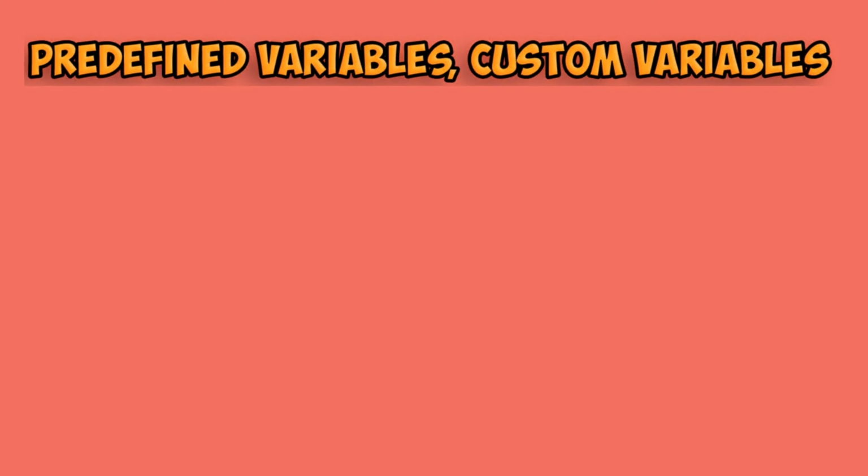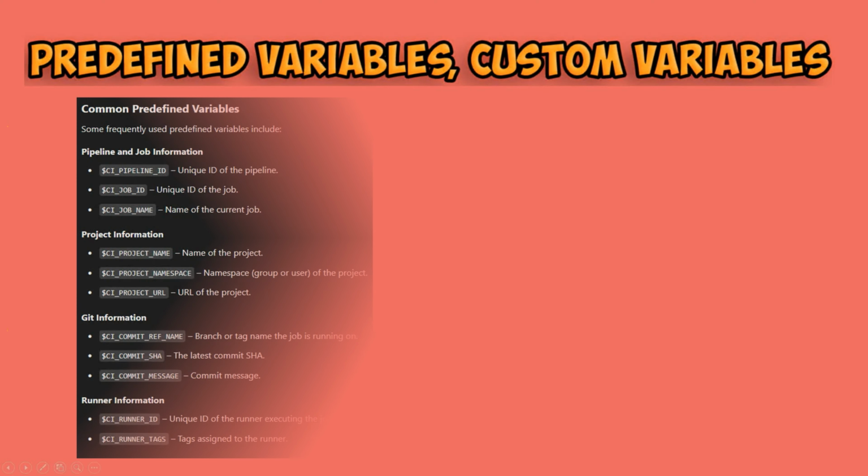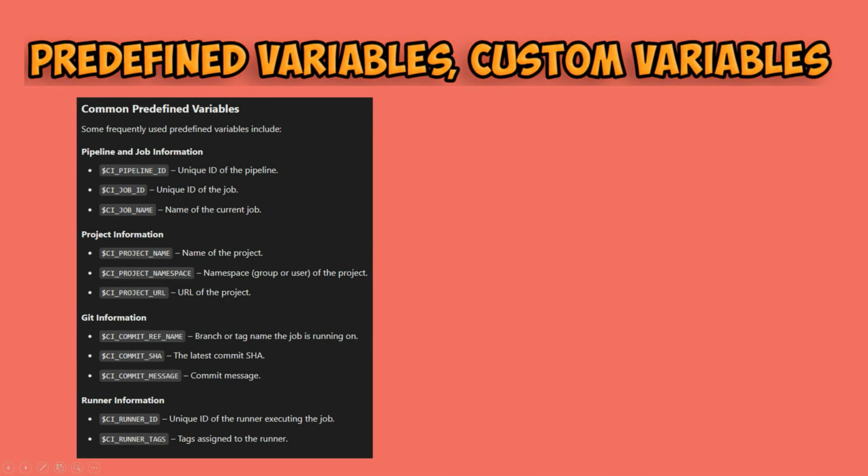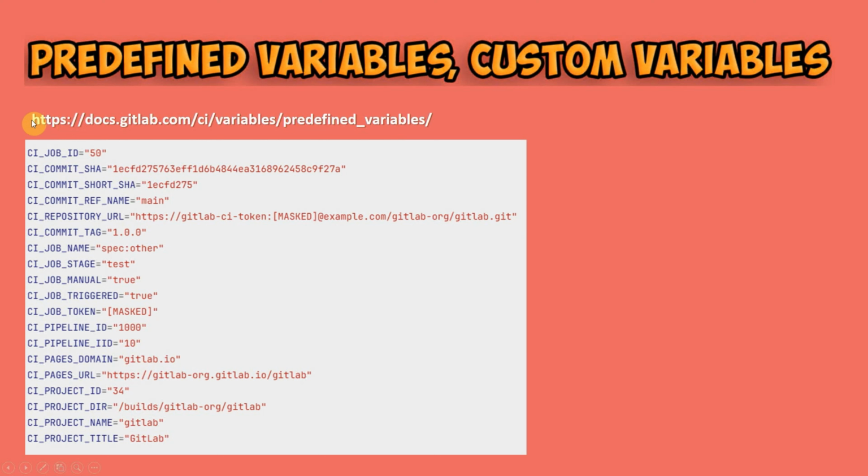GitLab has two kinds of variables: predefined variables and custom variables. Predefined variables in GitLab CI/CD are environment variables automatically provided by GitLab during pipeline execution. They store useful metadata about the project, pipeline, job information, Git information, and runner information that help you automate CI/CD processes efficiently. Let's take a look at the GitLab documentation page where all predefined variables are listed.